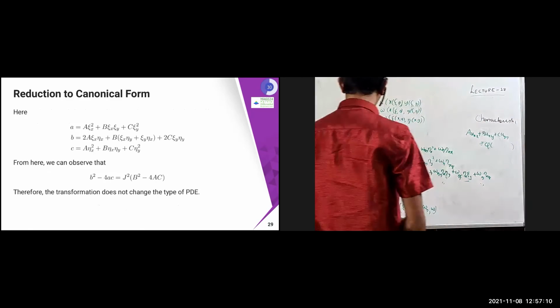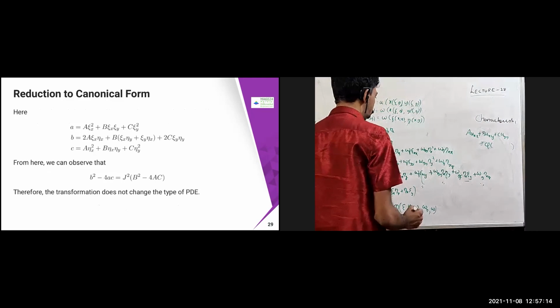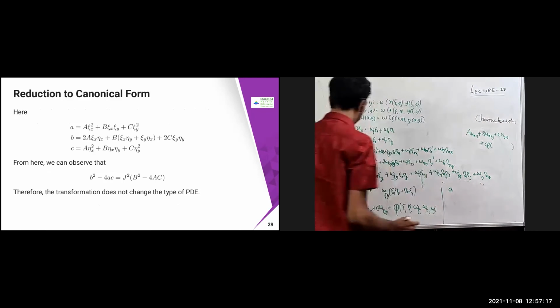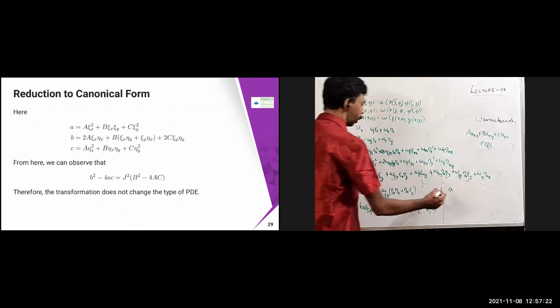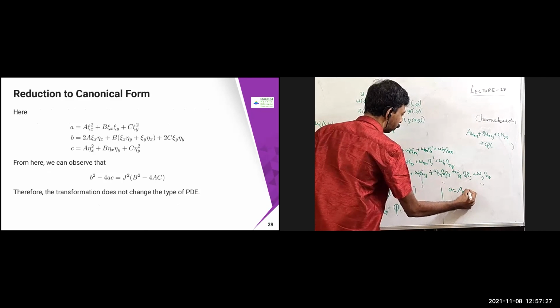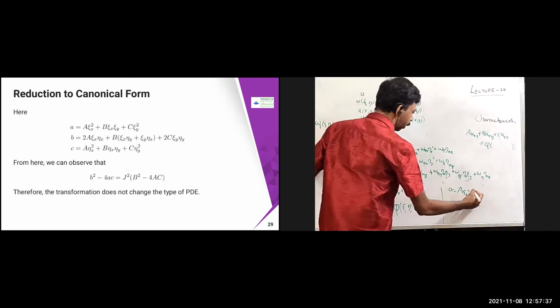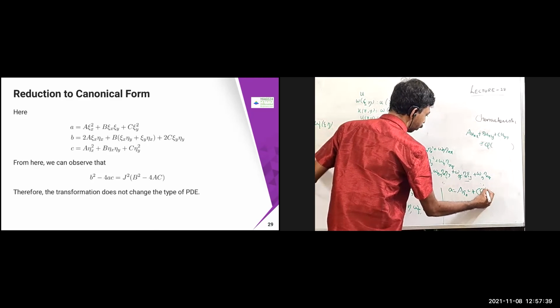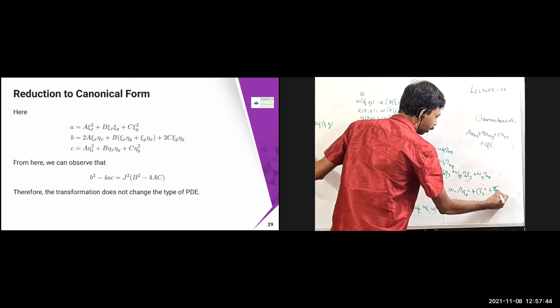Here you can simplify that. What is your small a going to be? There is an a multiplied here, and the w chi chi coefficient I have to take. So I'm multiplying by a here, therefore a chi x square is going to come. And here also w chi chi is there, so here I have to multiply by c. Therefore this is going to become c into chi y square. And here multiply by b, therefore it is going to become b into eta x eta y.